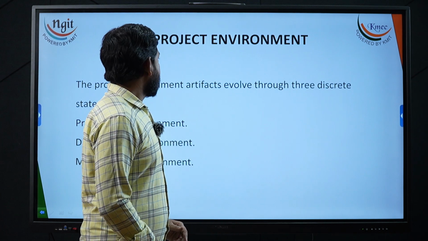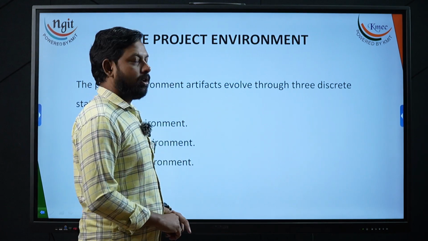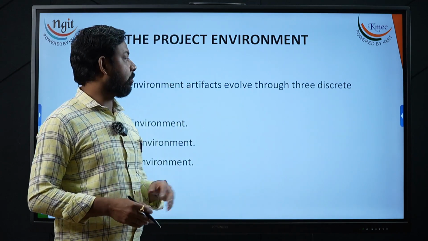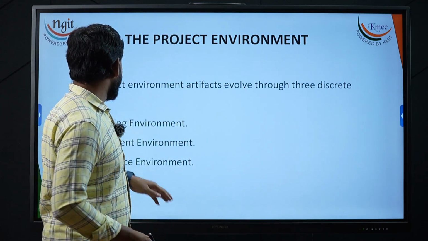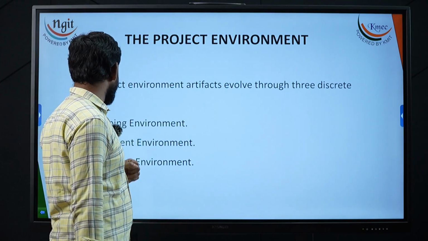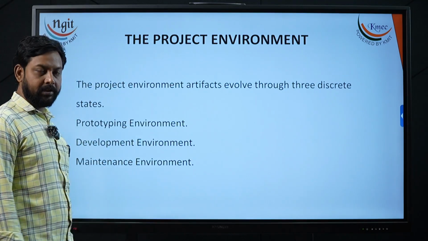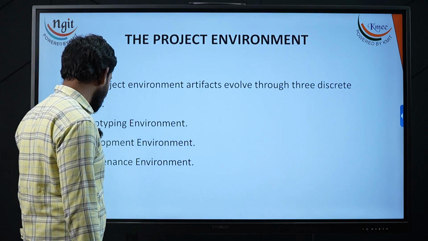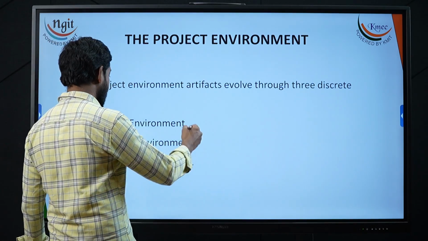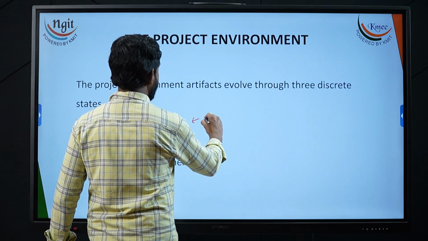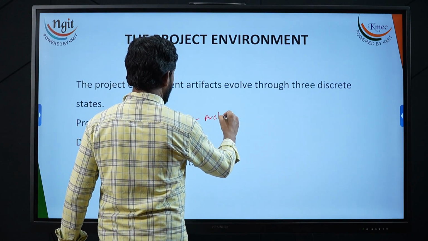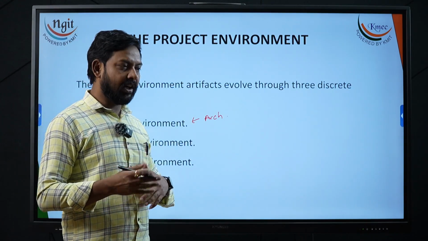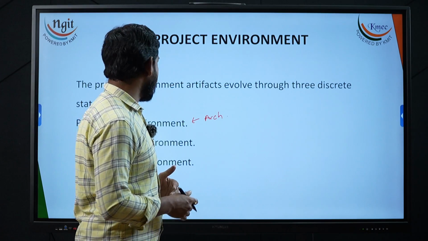Welcome back, students. So in this lecture we'll try to understand about this project environment. The project environment artifact is going to evolve through three different states. First is the prototyping environment, second is the development environment, and third is the maintenance environment. So we'll try to understand this. The prototyping environment is purely based on the architecture of your program or project. So this is going to be a trade-off between your project development and architecture.